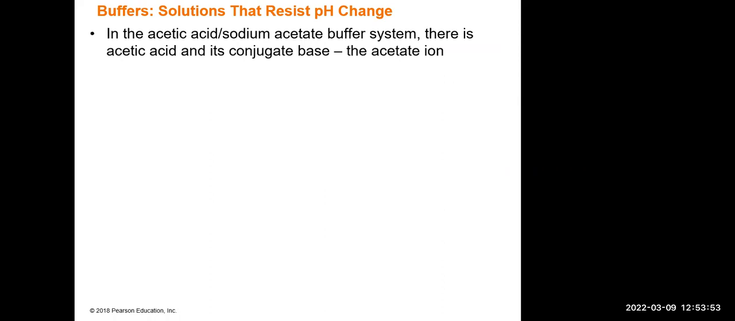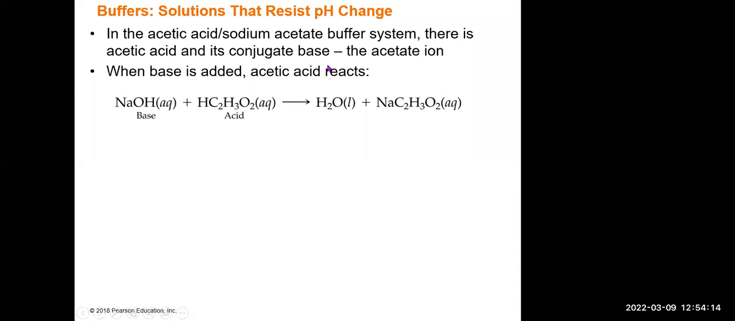In this one example of a buffer, the acetic acid, sodium acetate buffer, there is the acid, which is the acetic acid, and there's the base, which is the acetate ion. When base is added, the acetic acid will react. Again, we have a buffer, that means we have the acid and base. If you're adding some acid or adding some base, then what the buffer does is try to neutralize what's added on, so minimize the pH change.